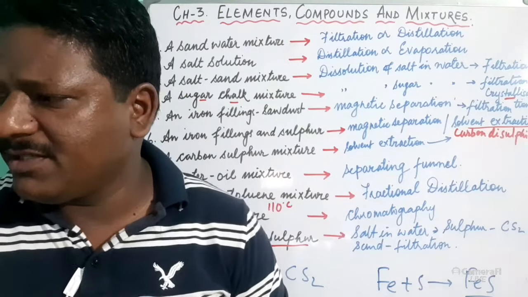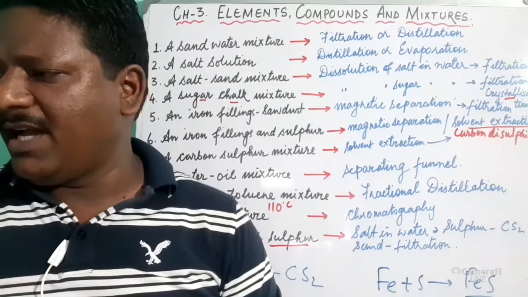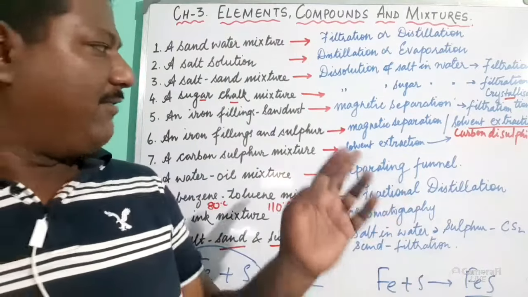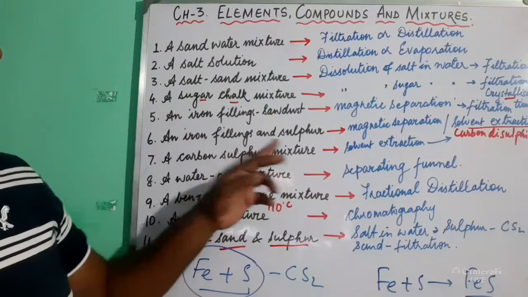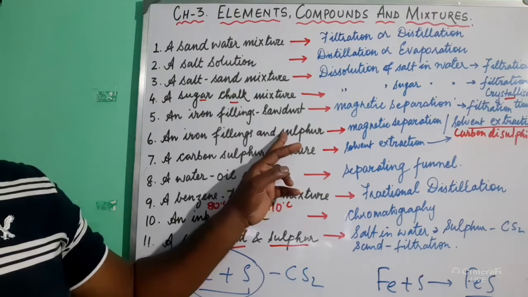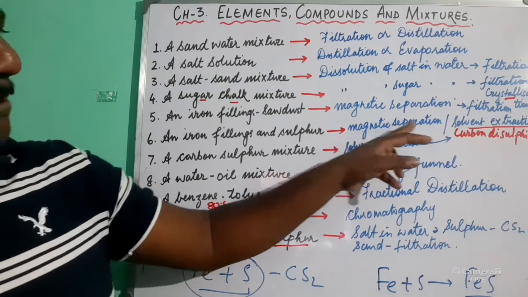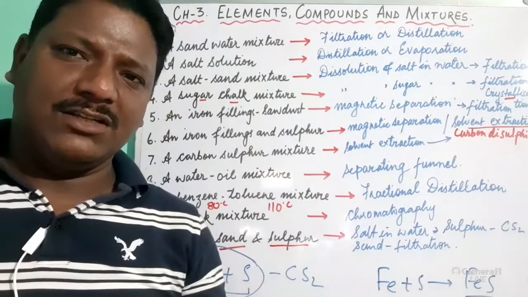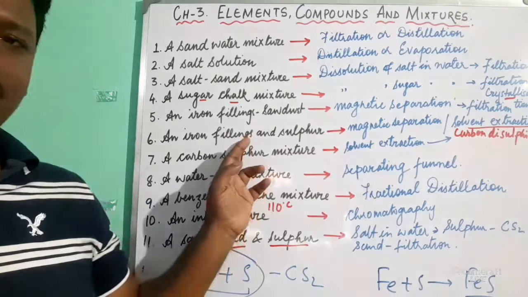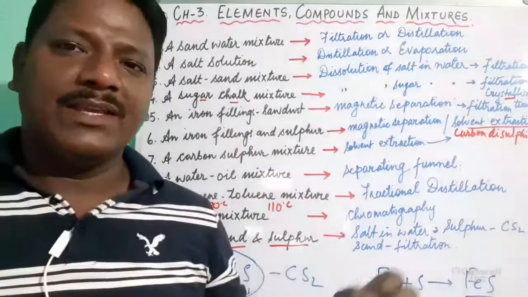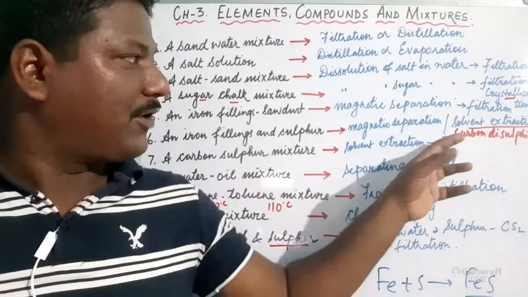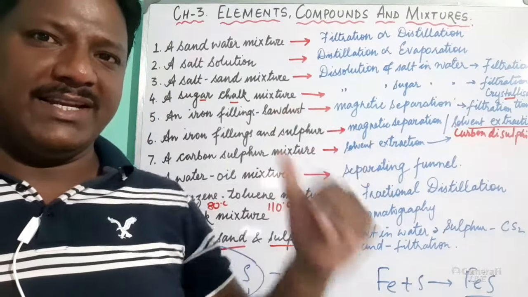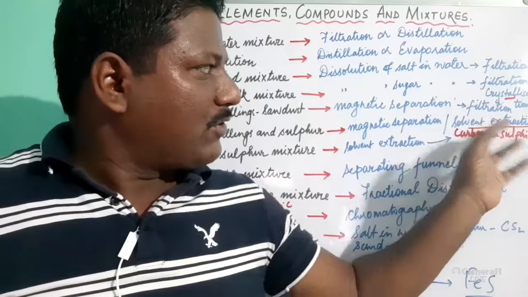Next is number 6, describe 2 methods to separate the iron filings and sulfur powder from the mixture of the two. Already I have mentioned over here, iron filings and sulfur can be separated with 2 methods. One is magnetic separation. How will you do magnetic separation? You bring the magnet to this mixture, all the iron filings will be attracted towards the magnet and it will be separated from the sulfur.